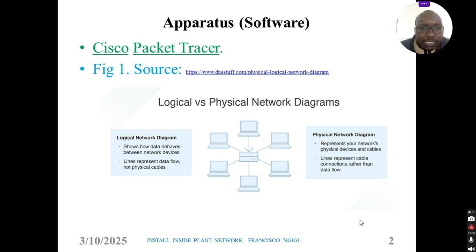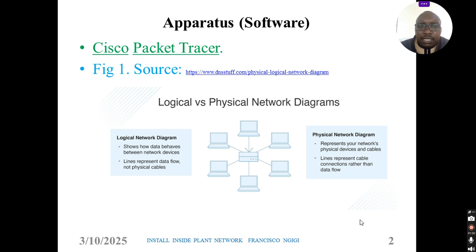The logical network diagram shows how data behaves between network devices. Lines represent data flow, not physical cables. But for the physical network diagram, lines represent your network physical cables, devices, and cables. Lines represent cable connections rather than the data flow.